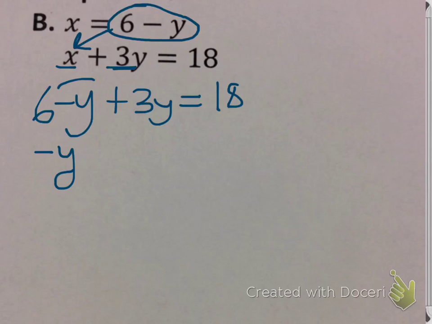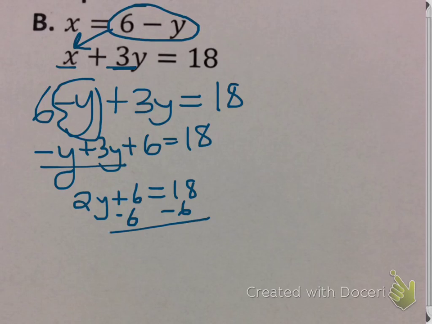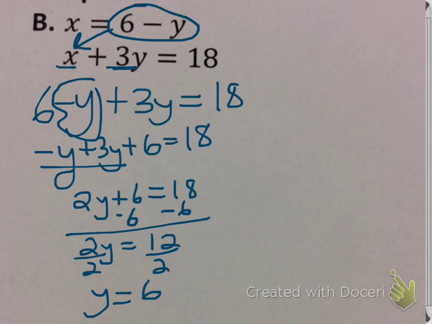So I'm going to have my negative y from right here, plus my 3y, and then plus my 6. I just rewrote that so that we could see that we needed to combine those together. That adds together right there to be 2y. So 2y plus 6 equals 18. You're going to isolate that y, so cover it up and see what you need to move. You need to move the 6, so we're going to subtract it to the other side. And we have 2y equals 12. Divide both sides by 2, and we get y equals 6.